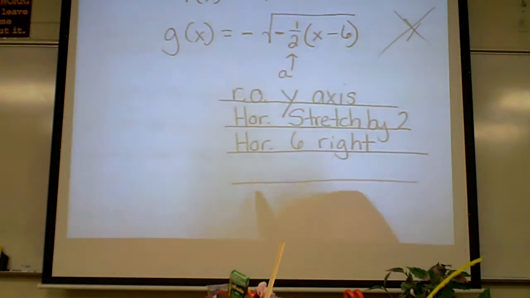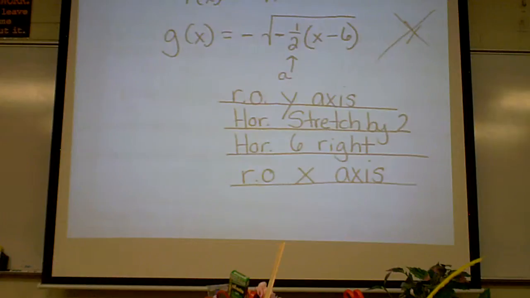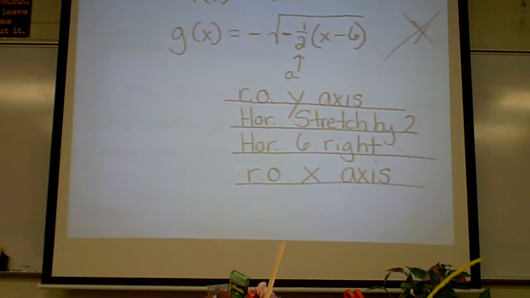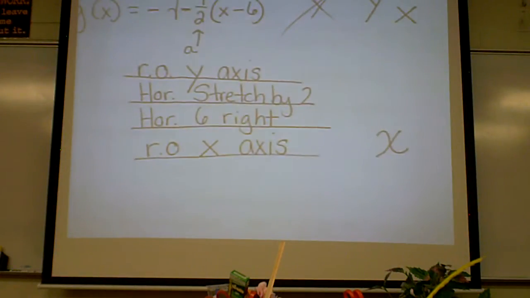And what does this do? Reflection over the x-axis. Can I make sure it's an x? I curve my axis. You want to curve it like that? That's fine, that's what I do. Questions?